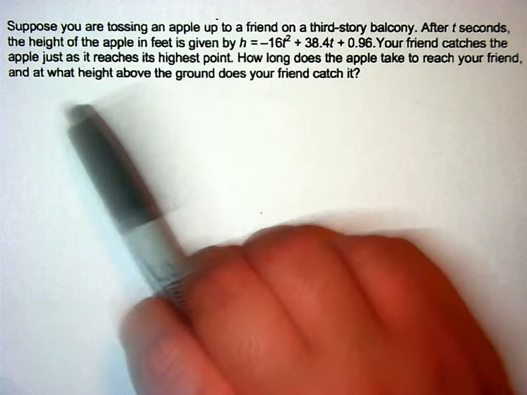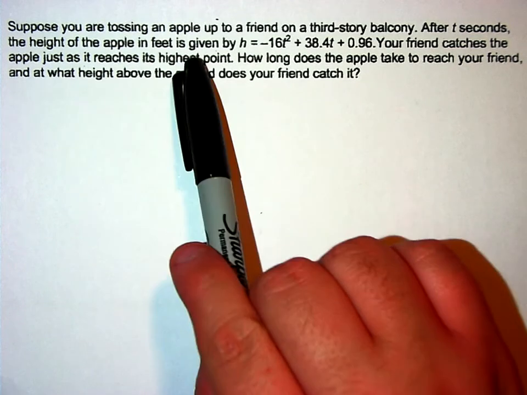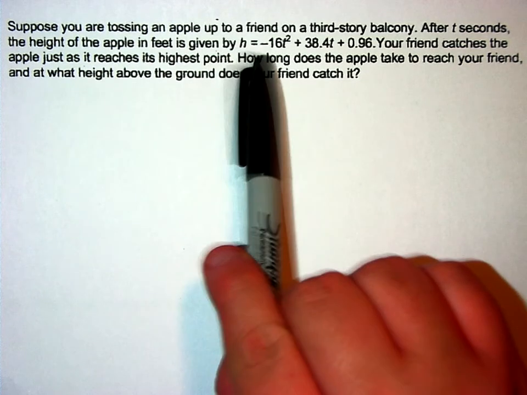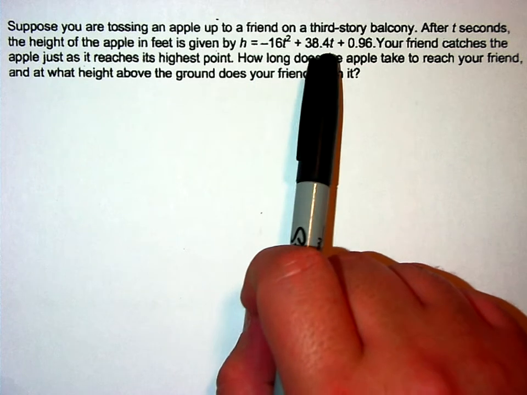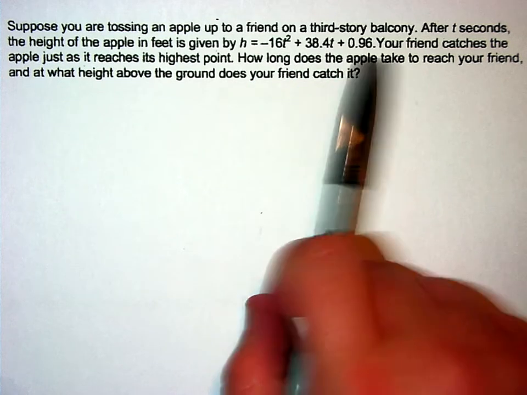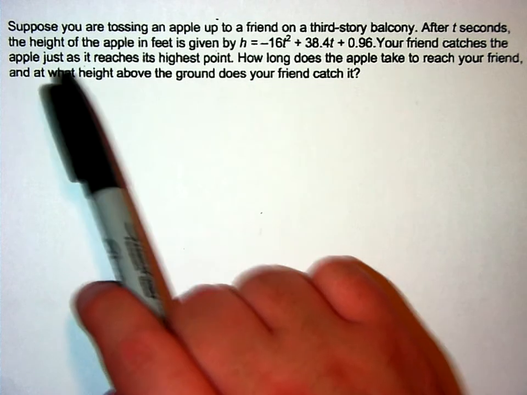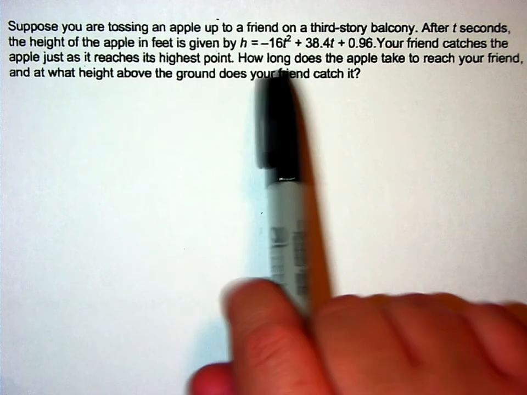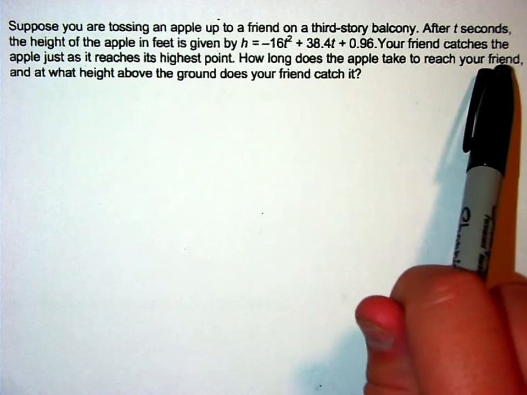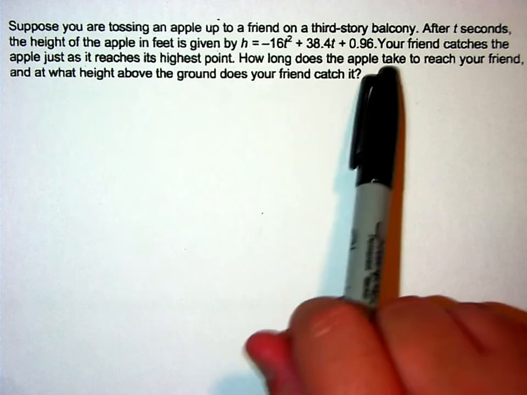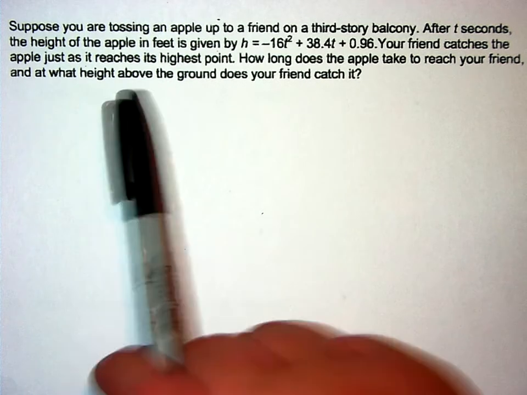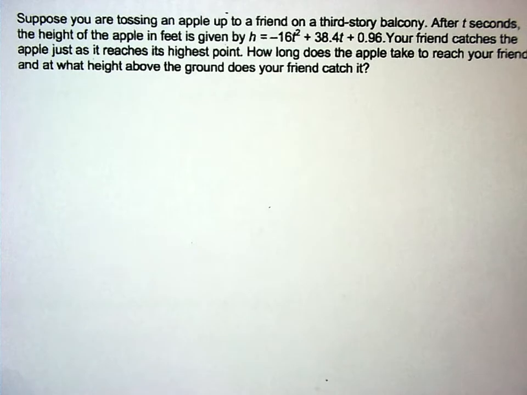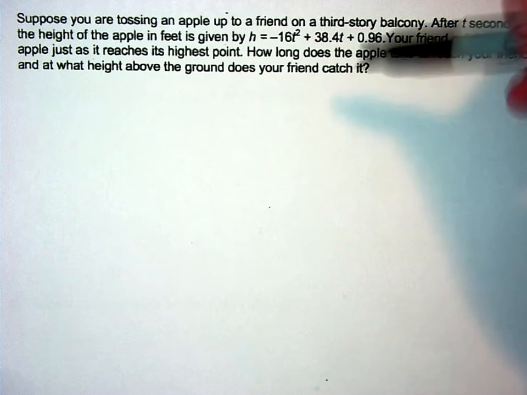So, suppose you are tossing an apple to a friend on a third-story balcony. After t seconds, the height of the apple in feet is given by this equation. H equals negative 16t squared plus 38.4t plus 96. Your friend catches the apple just as it reaches its highest point. How long does the apple take to reach your friend, and at what height above the ground does your friend catch it?